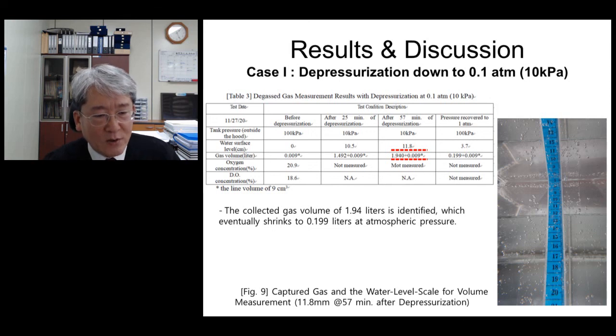It was found through the present study that the bubble generation is limited, and so is the degassing. The photo illustrates the water level inside the hood at the end period of depressurization, that is 11.8 centimeters.